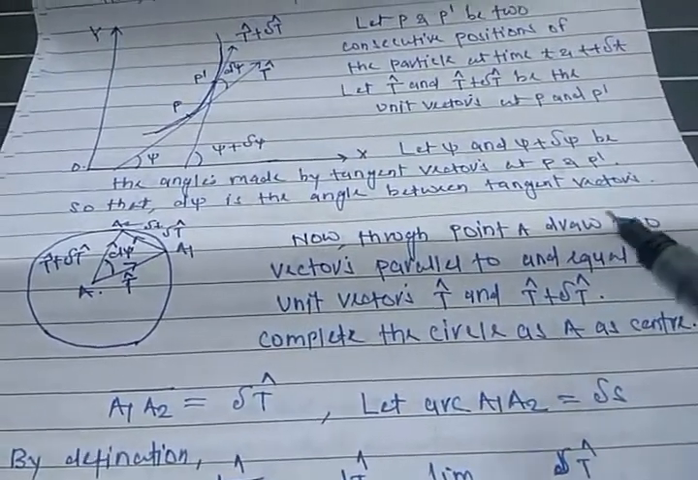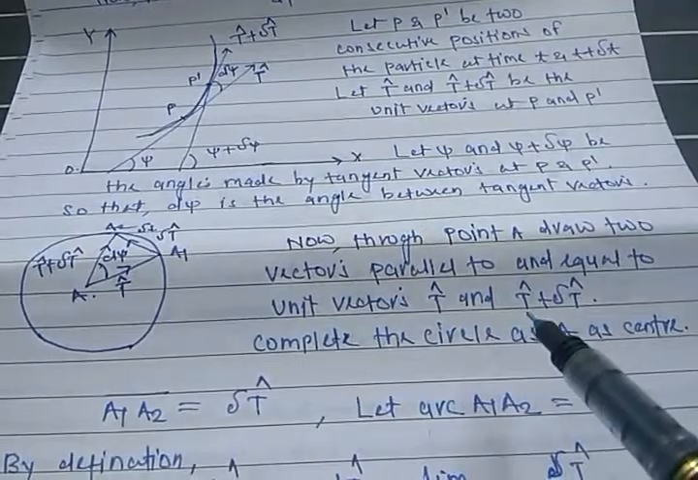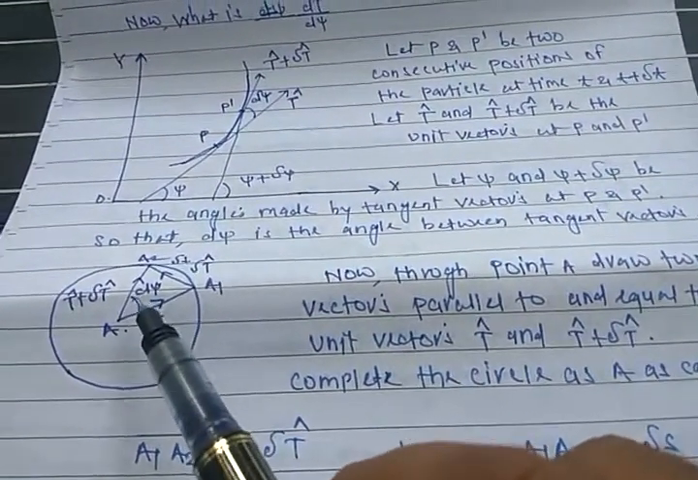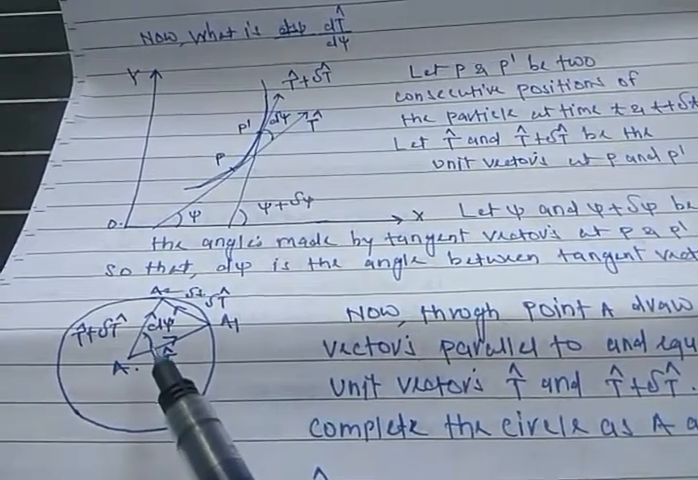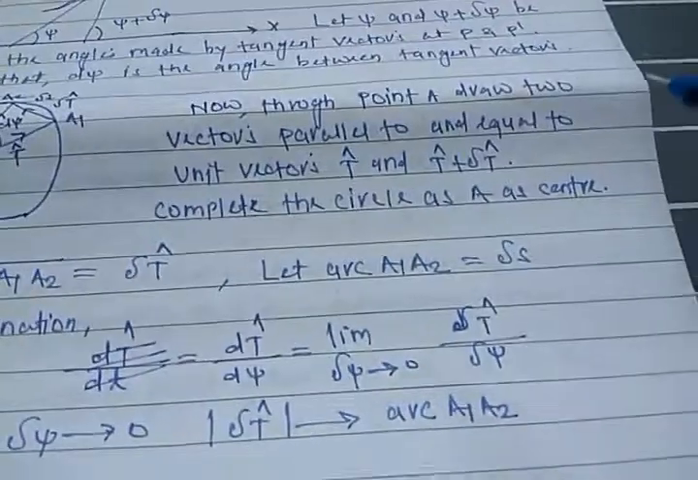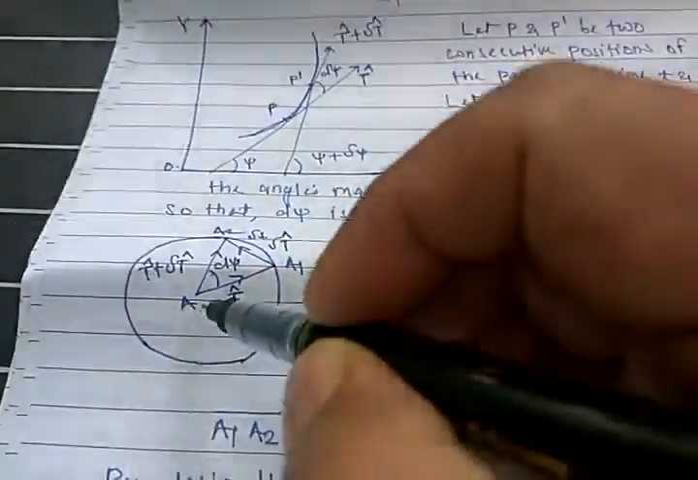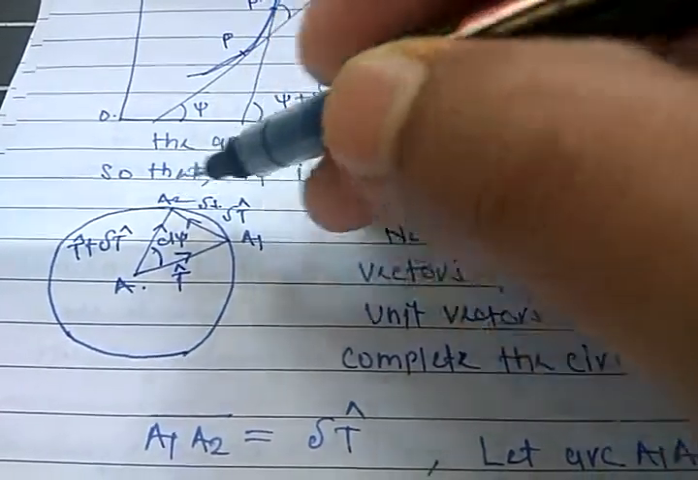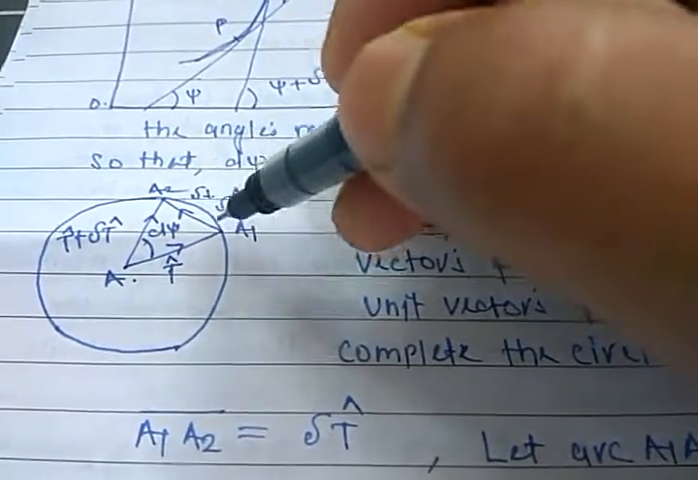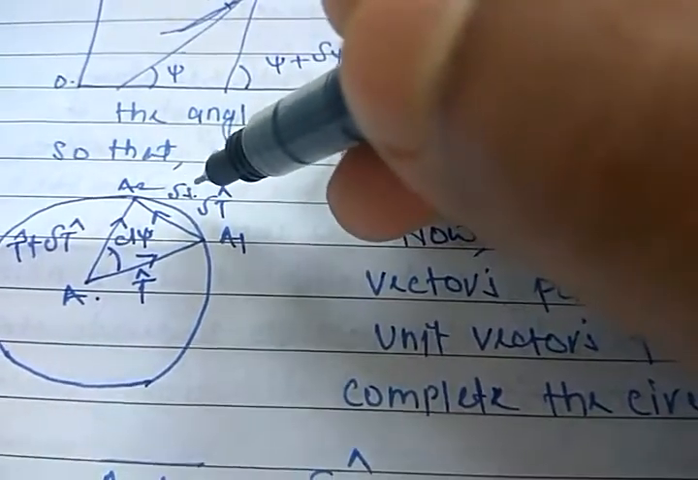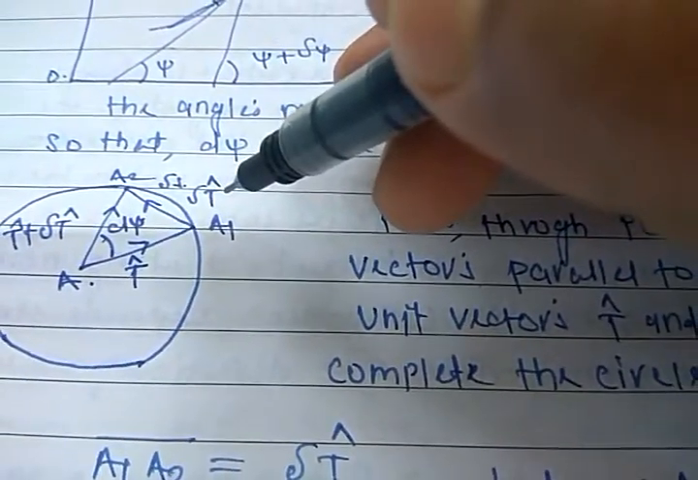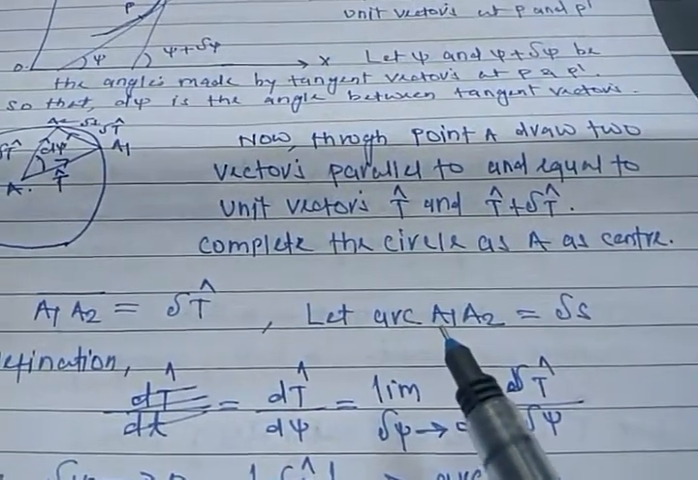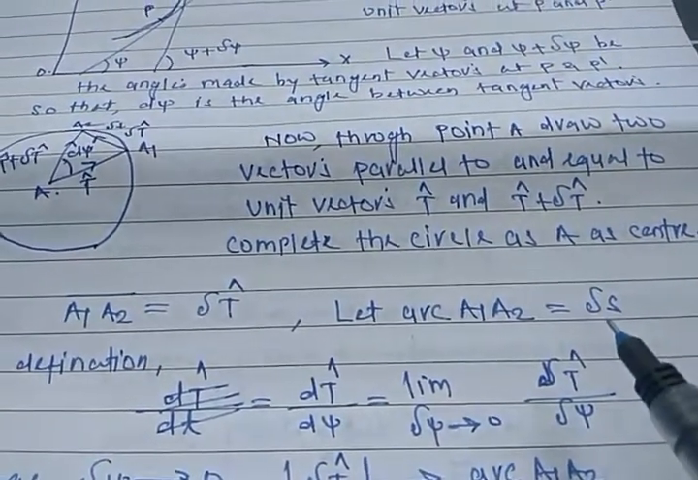Now to evaluate that delta psi, see here. Through point A, draw two vectors parallel to and equal to T cap and T cap plus delta T cap. So this is point A, with the T cap vector and T cap plus delta T cap making an angle delta psi in between them. This has been drawn. Next, complete the circle with A as center. Now see here, this is point A1 and this is A2. The length A1 A2 is delta T cap, and let the arc length, not chord, A1 A2 be equal to delta S.